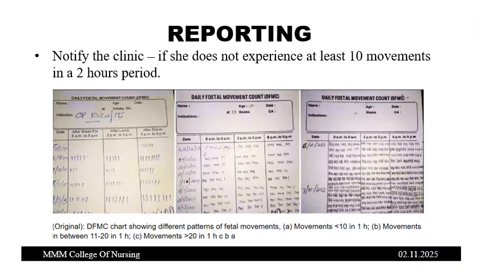The second picture shows the movement is between 11 to 20 in all 3 times of the day. And the third picture shows more than 20 movements in all the 3 times of the day. So these are the different patterns of fetal movements that the woman can report to the clinic.